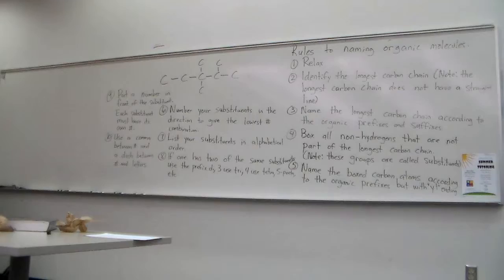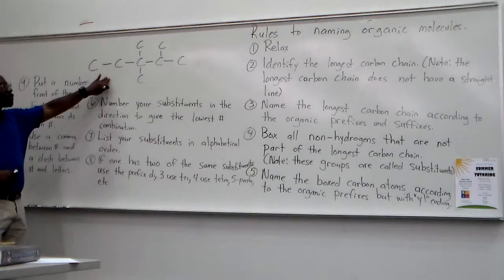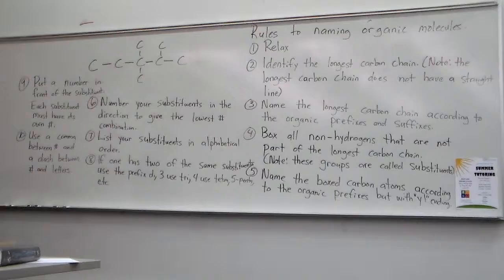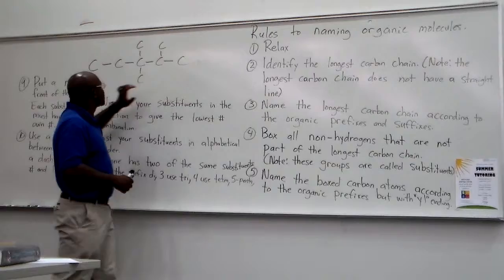We're going to try to do the process so you can name them off. Okay, we'll try to follow our rules. First, we'll identify the longest carbon chain. So let's do our count and try to find a number. 1, 2, 3, 4, 5. 1, 2, 3, 4, 5. The longest chain is going to be 5.